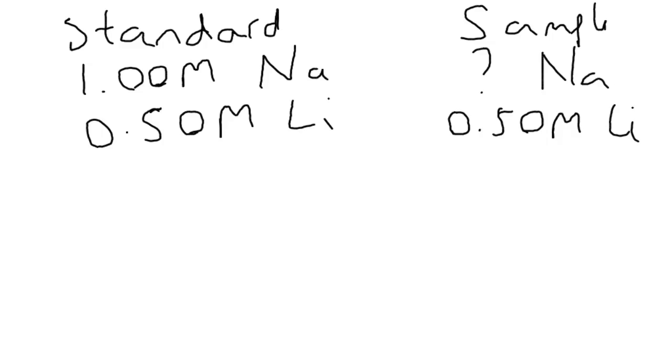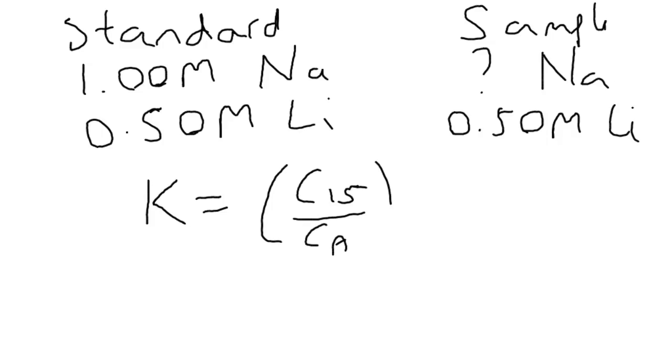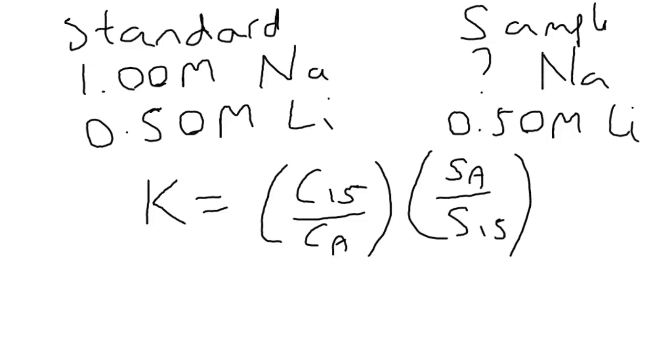And what we're saying is that all we need to do is apply an equation to find this value K, and K is equal to the concentration of the internal standard divided by the concentration of the analyte, which is what we eventually want to find, and multiplied by the signal for the analyte divided by the signal for the internal standard. So in this case, we'll measure both solutions.